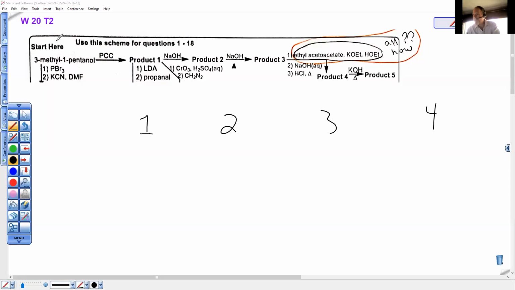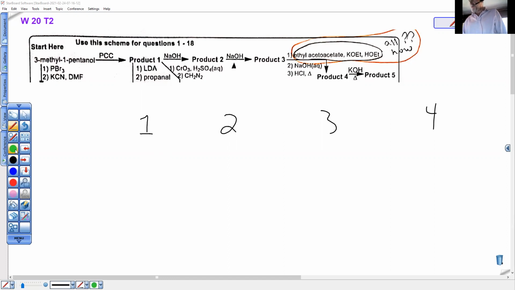All right, everybody, we're back for some more. We're going to go and do some test 2 problems. Looks like it's part of the scheme here for questions 1 through 18. Yours will not be a huge scheme like that, but this has some good practice. We can't really do product 4 as the student requested without looking at products 1, 2, and 3. So let's quickly get to those.